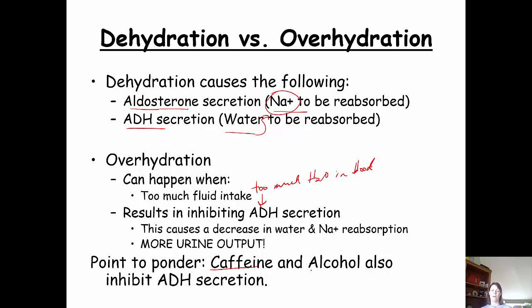Caffeine and alcohol, when they're in your system, also tell the brain to turn off ADH secretion. So what does that mean? That means that when you have caffeine and alcohol in your bloodstream, and it turns off that hormone, your kidneys say, oh, the body must have plenty of water. And so it doesn't take it back after it's filtered it in the glomerulus. And so that means you end up with too much urine output.